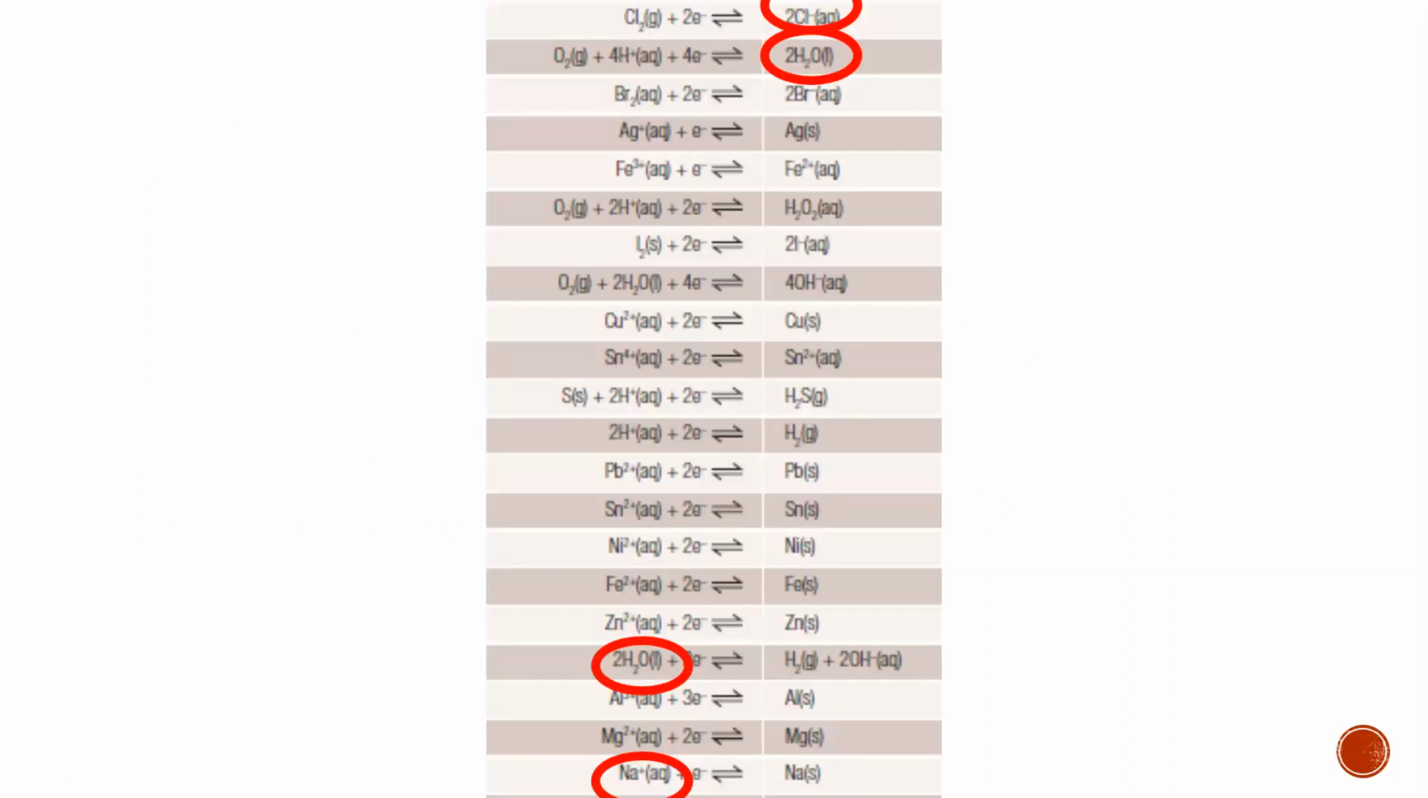The key to remember with this one is the closeness of chlorine and water on our electrochemical series. Remember, the strongest oxidant will react with the strongest reductant. The strongest oxidant in this case is going to be water. So it will be reduced at the cathode, and we will produce OH- and hydrogen gas.